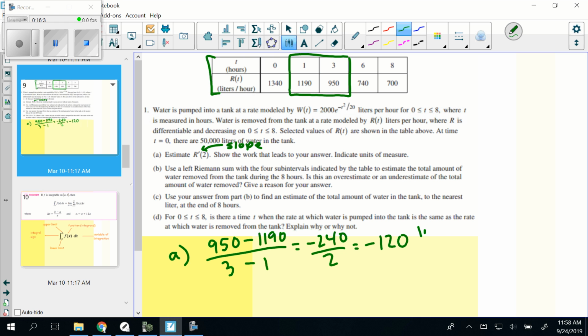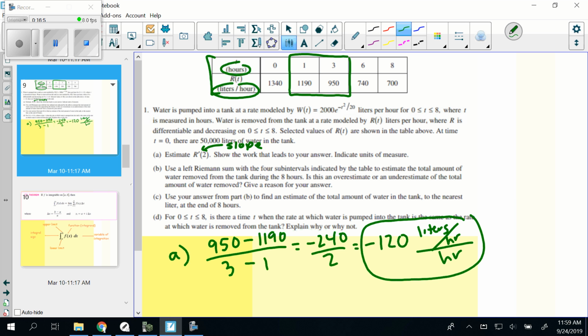120 liters per hour. R is in liters per hour, so this would be liters per hour per hour, basically how fast this would be leaving. So it's the rate of change of the rate of change that we're looking at there.